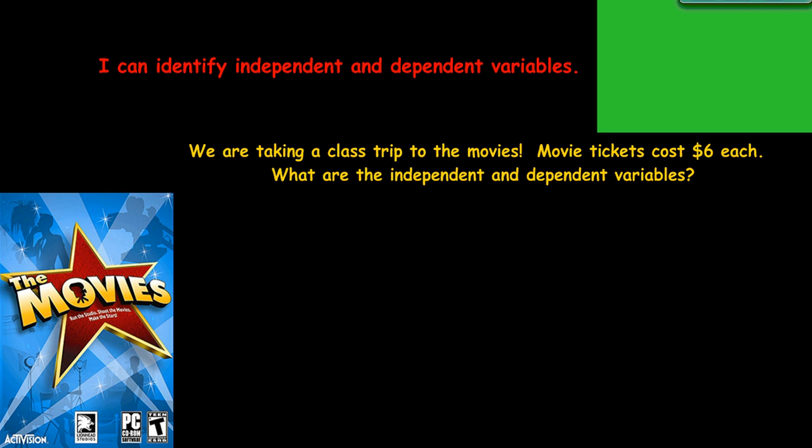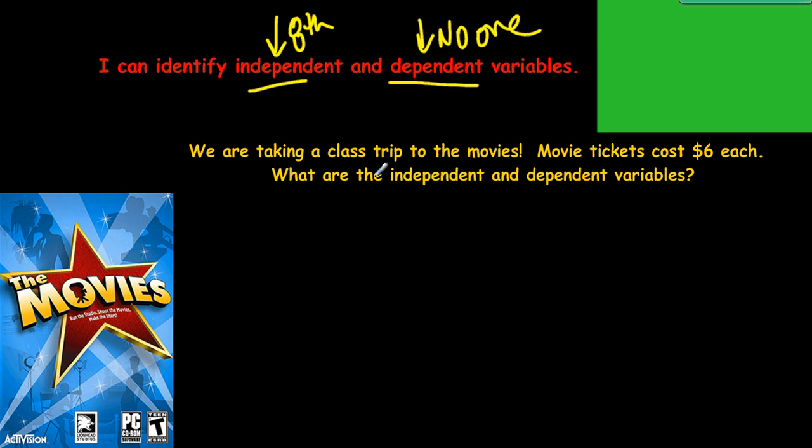Hello, math friends. Today we're going to talk about being able to identify independent and dependent variables. Independent, 8th graders. They want to depend on no one. They want to have no one to depend on. So whenever I talk about independent and dependent variables, we have to talk about some situations.